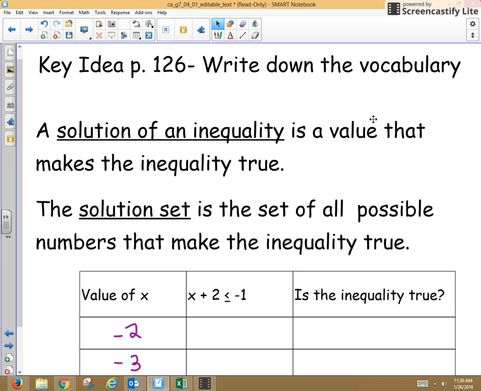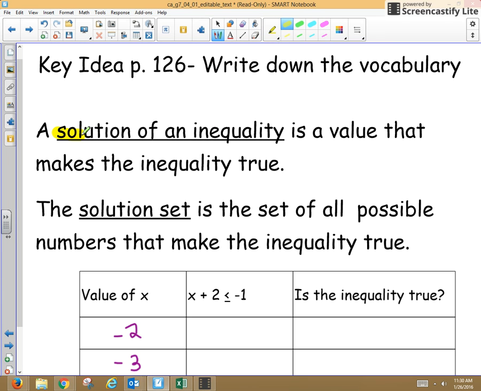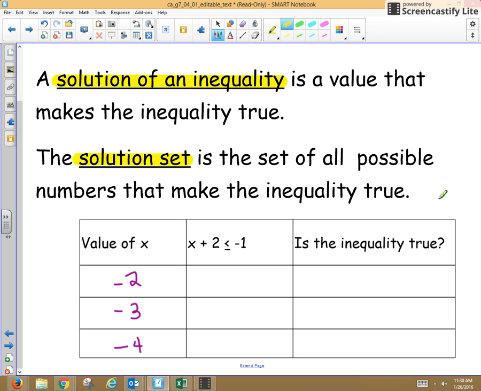Now we have another key idea, and I would also like you to write this down. It says a solution of an inequality. Now, when we have inequalities, we need to know what values will work. A solution is a value that makes the inequality true, a true statement. The solution set is a set of all possible numbers that will make the inequality true. So I'm going to do 3 examples with you.